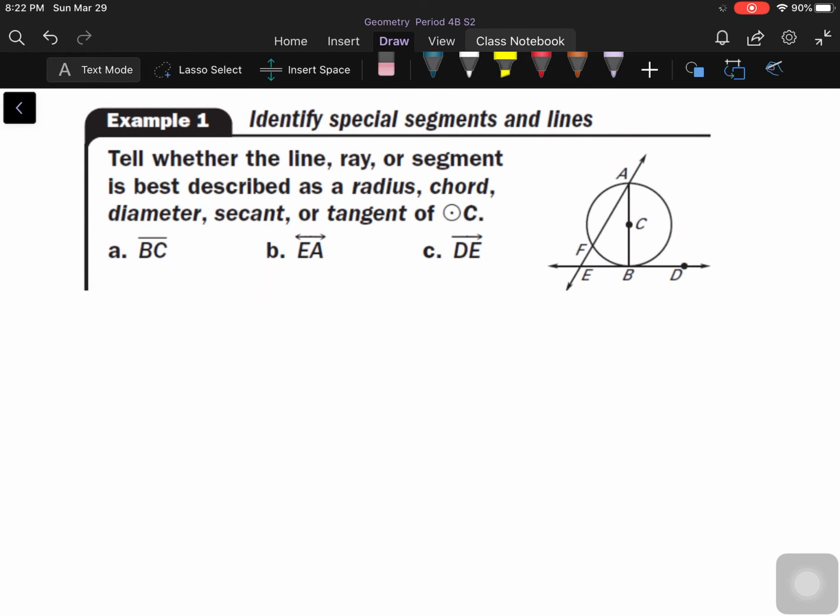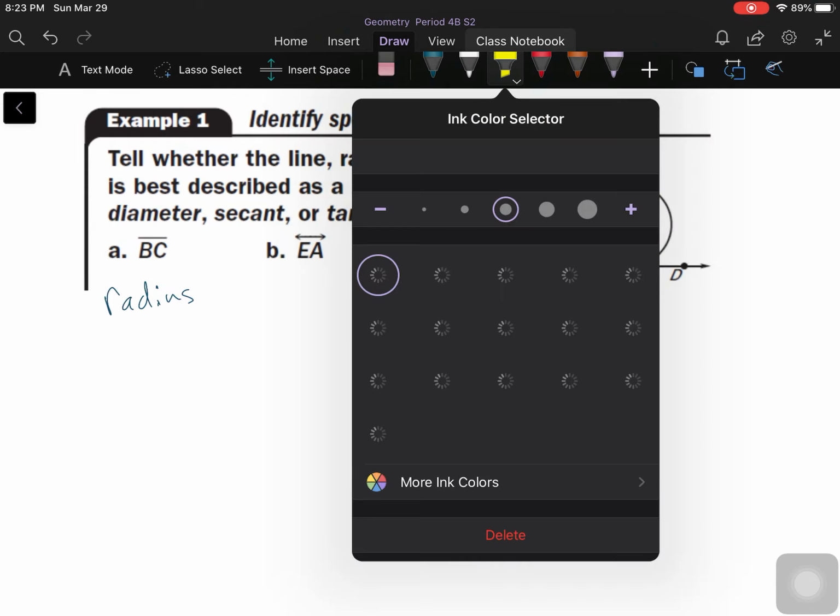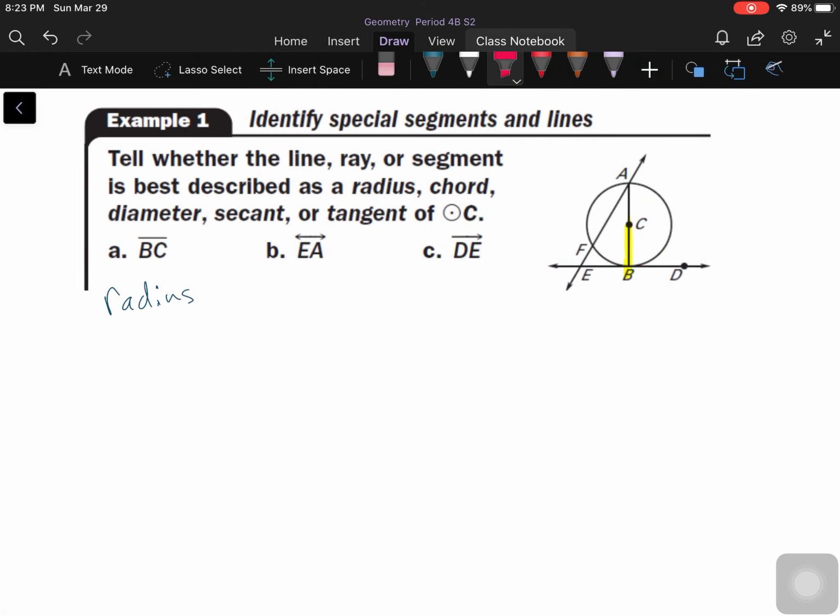Okay, so again, the first thing we're going to do is just identify what things are. So the first one, segment BC. If I highlight that, it asks us to describe it as a radius, a chord, a diameter, a secant, or a tangent. So BC is a radius because it goes from the center and it touches a point on the circle. Line EA, if I highlight that one in a different color here, because it's a line, that's going to be a secant.